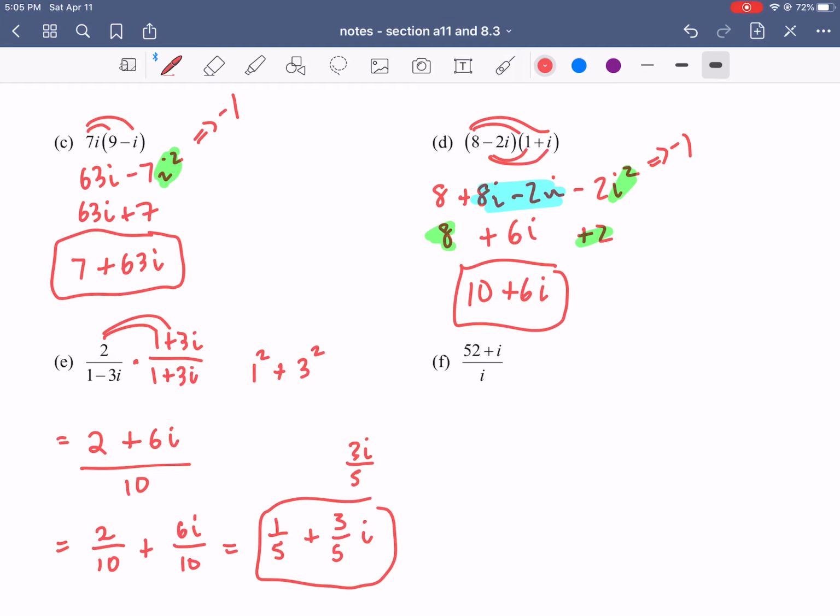So whether you want to write it like this or like this, either way is perfectly fine, and both of them will be accepted for full credit. Okay, letter F, we've got 52 plus i divided by i.